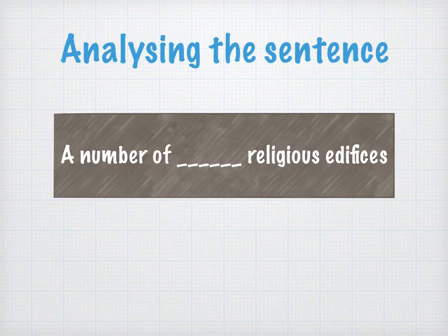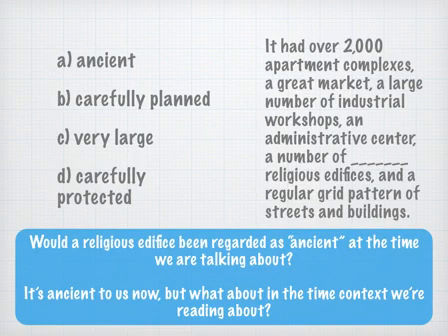Remember that this is not really an exam where we're looking at people's ability to translate, or to memorize the correct definitions of things, or memorize big long lists of collocations. We actually have to look at the sentence in the context of the paragraph and then see if we can choose the right answer from the answer stem. So if we go back and have a look at the three proposed answers that we need to choose from, we've got ancient, carefully planned, very large, and carefully protected.